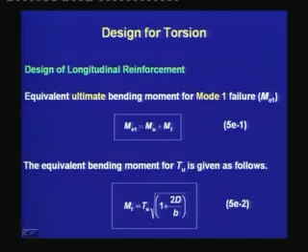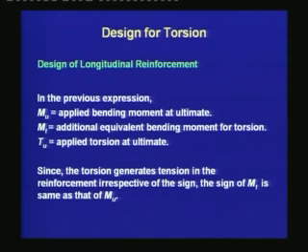First, we calculate the torsional demand at ultimate. From that, we are calculating an equivalent bending moment, and then we are adding that equivalent bending moment to the flexural moment to get the total equivalent bending moment for mode 1 failure. In this expression, MU is the applied bending moment at ultimate, MT is the additional equivalent bending moment for torsion, and TU is the applied torsion at ultimate.